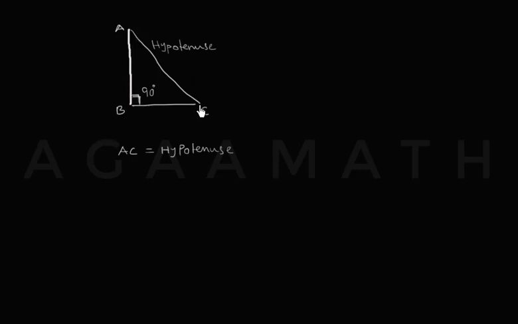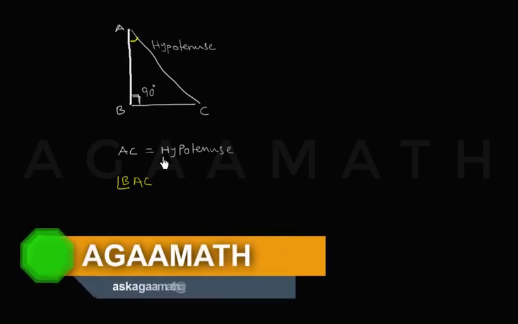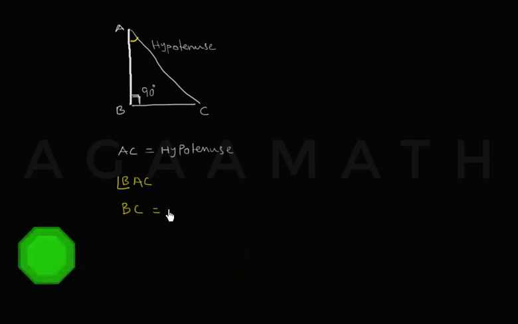These sides are named with respect to the angle A or angle C. When I take angle A, that means angle BAC, then with respect to angle BAC, BC is said to be the opposite side.